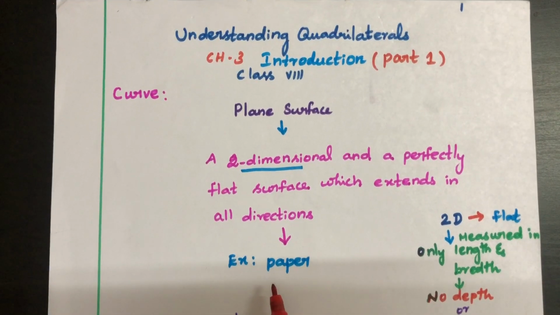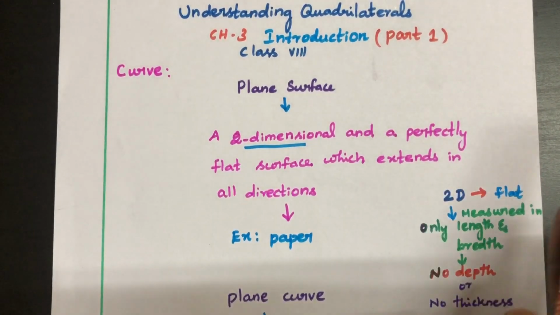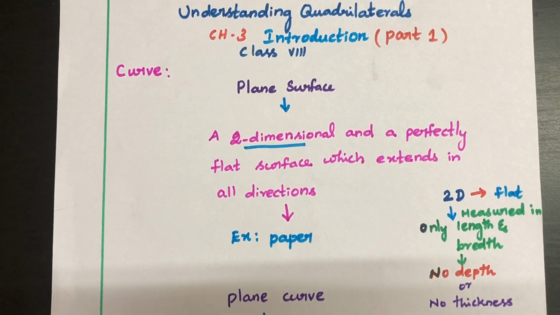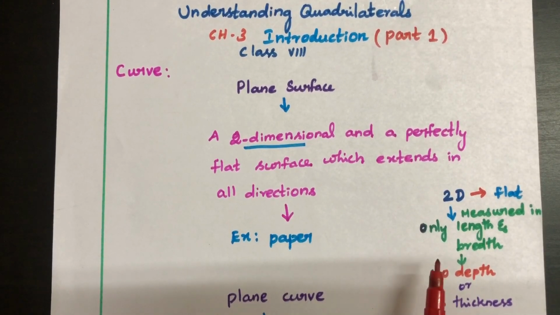Example, paper. So what are the other examples we can give? We can give this table also. Table is also flat. And flat surface of the cube, cuboid, even just imagine an ice cube. The flat surface is there, no? That is also 2D, two-dimensional thing. That is the plane surface. Even we are having mirrors, no? The mirrors are flat surface.